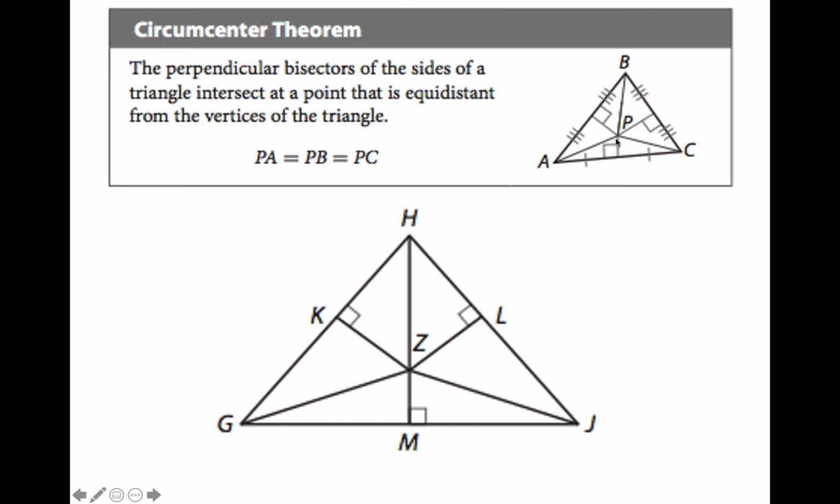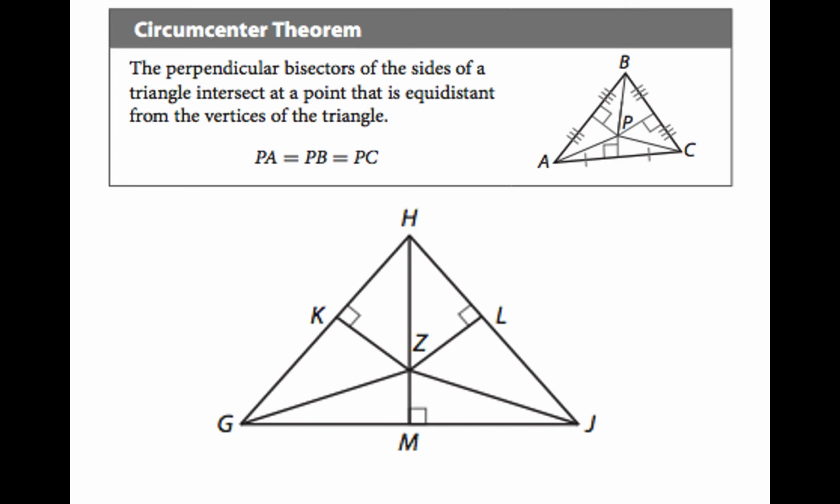But notice that this segment here is creating a right angle and is bisecting segment AC. So this is the perpendicular bisector of AC. And then if you look over here, this is creating a right angle and it's cutting BC in half. So this is the perpendicular bisector of BC. And then on this one, here's my right angle. Notice AB is cut in half. So this is the perpendicular bisector of AB.